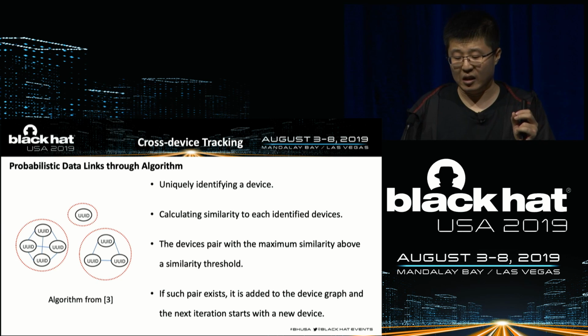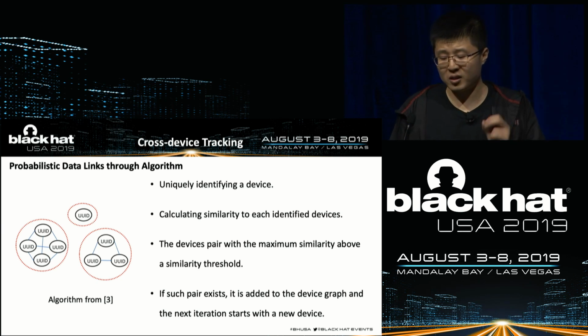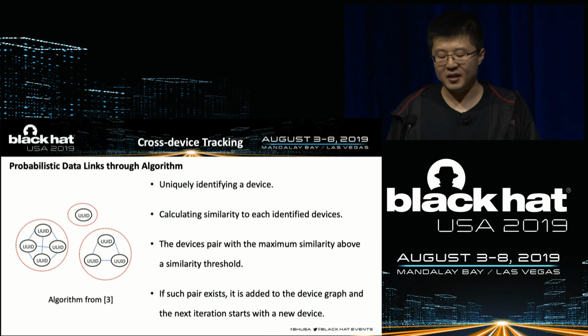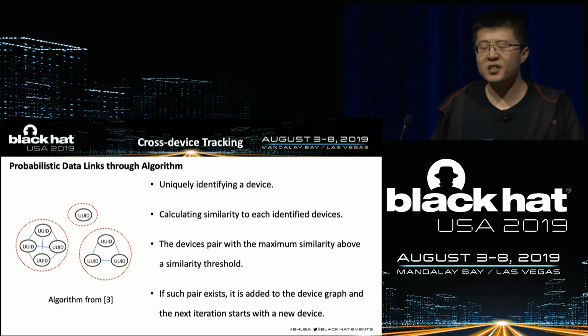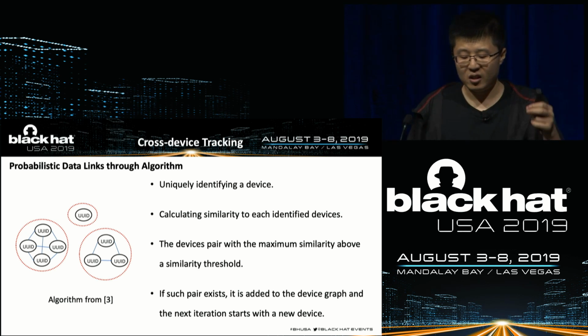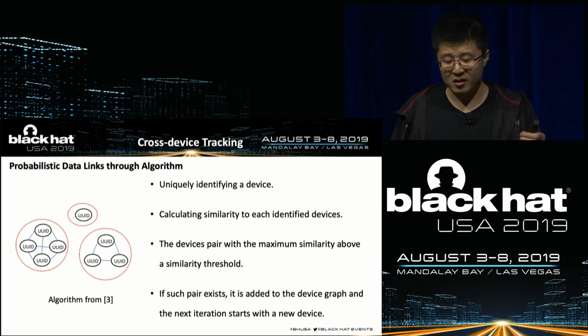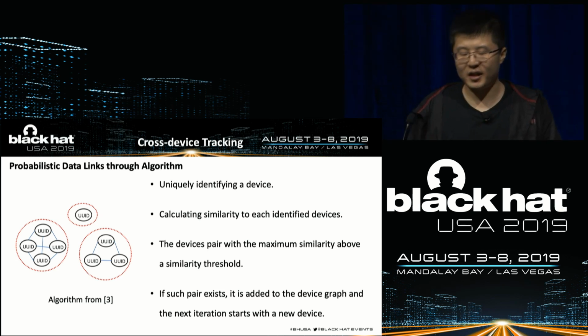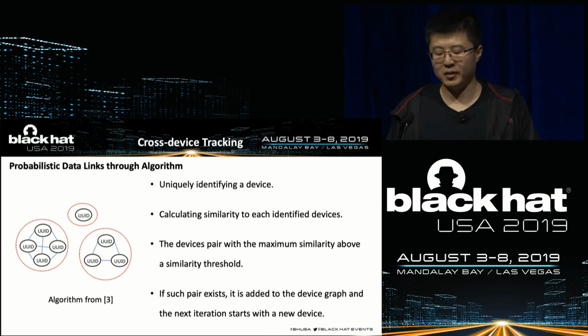it's about 0.1. Fourthly, if such a pair exists, it is added to the device graph, and the next iteration starts with a new device. This routine is repeated in 4 consecutive stages, each evaluating similarity between IP addresses, URLs, coordination information, and device names, respectively. And finally, gathering the device graph that connects devices to specific users.